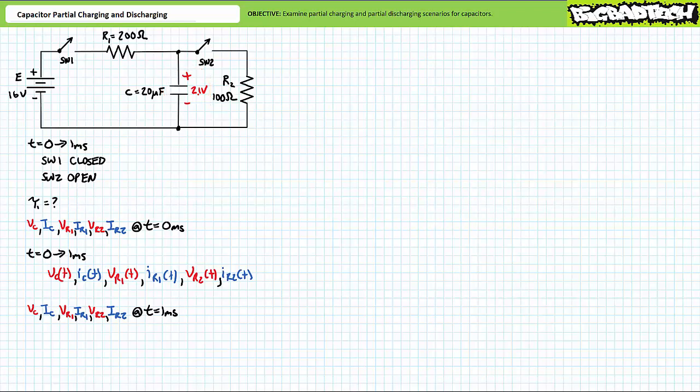The first part being a partial charge scenario, in which switch 1 is closed and switch 2 is open from t equals 0 to t equals 1 millisecond. In ordinary circumstances, we'd expect this capacitor to eventually charge up to 16 volts, but as we'll learn, 1 millisecond is much too quick to allow a full charge. For stage 1, see if you can solve for the time constant tau1 associated with this partial charge process.